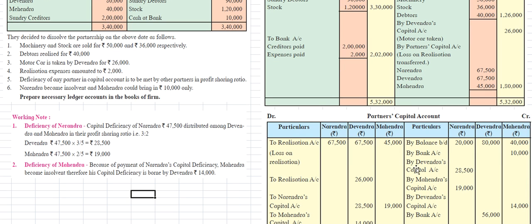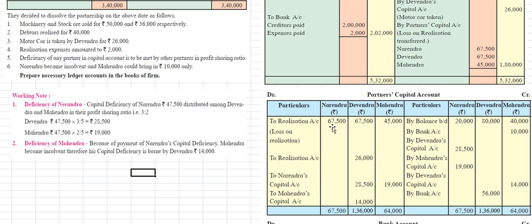So by Devendra's capital account and by Mahendra's capital account, in the ratio of 67,500 minus 20,000, that is 47,500 rupees. So 47,500 in the ratio of 3 is to 2. Capital deficiency of Narendra is rupees 47,500.